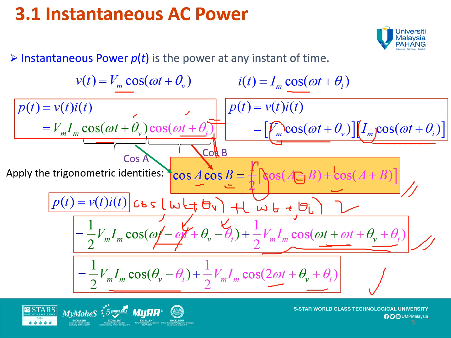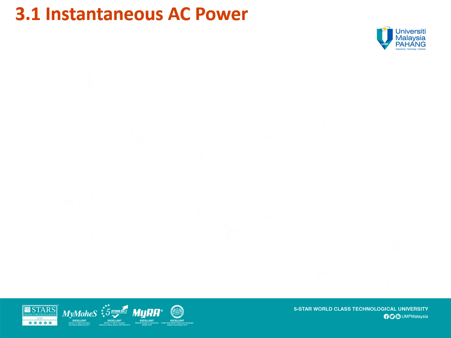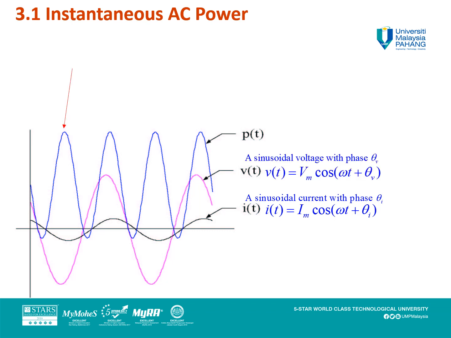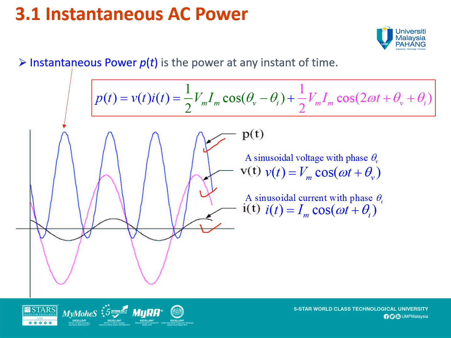So this one is the instantaneous power equation. Here I want to show you the relationship between these three waveforms of I, V and P. If you can see here, the equation for p(t) comes out from V and I. From V and I, so you have here is I and you have here is V. So the third one is p(t). How does the waveform look like?